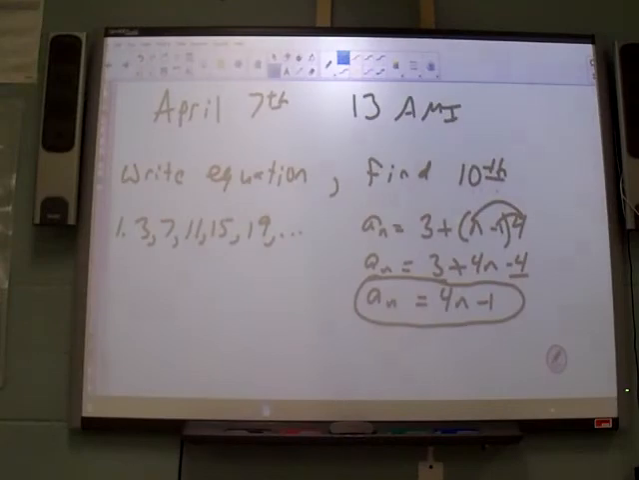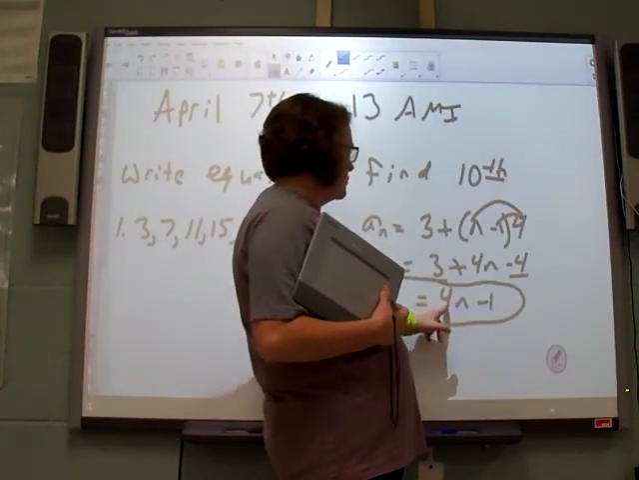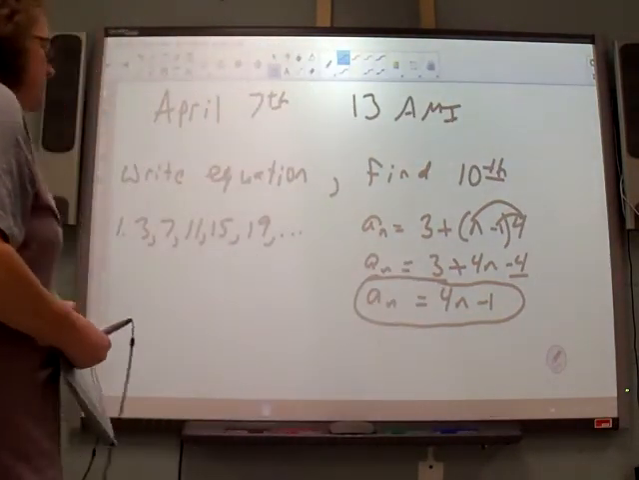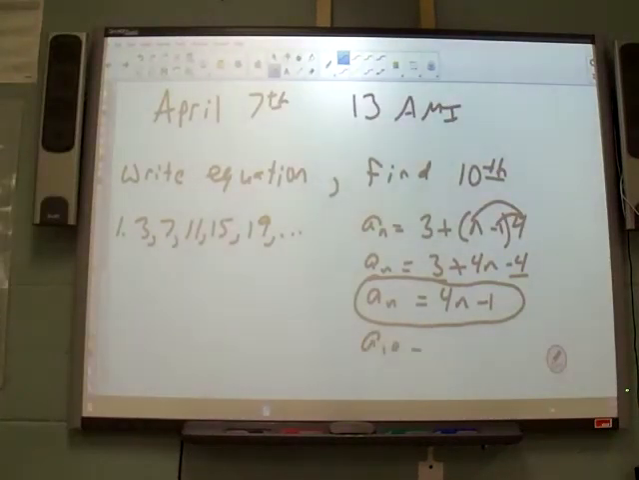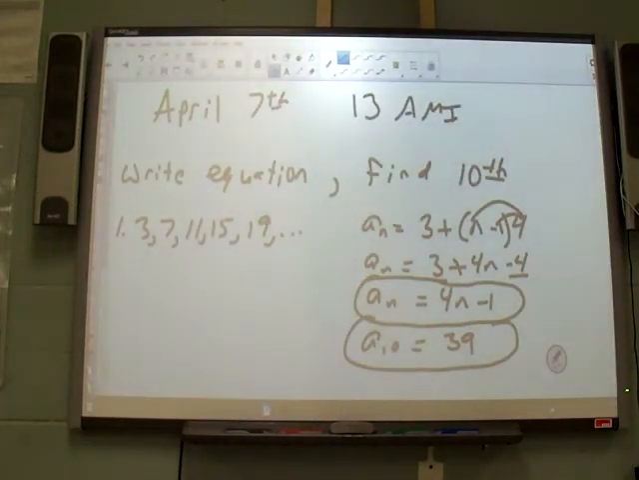Then to get my second answer, I'm looking for the 10th term. So all I have to do is plug the number 10 in for the n. So 4 times 10 is 40. 40 minus 1 is 39. So my second answer is the 10th term is the number 39. You're only going to have 6, and that was number 1, so you have to rewrite number 1 on your paper. But I wanted to make sure you saw how to get your equations.